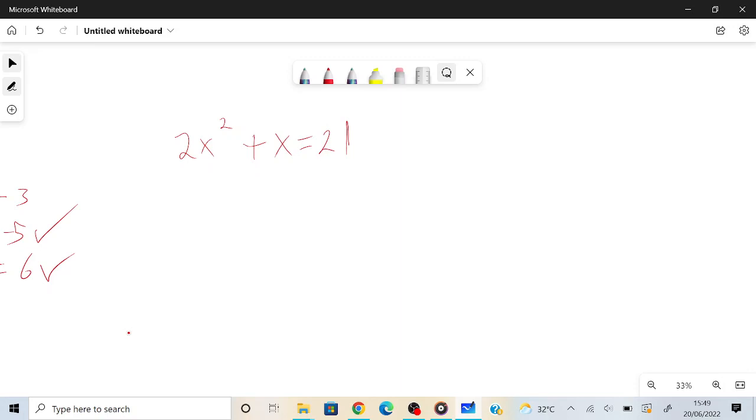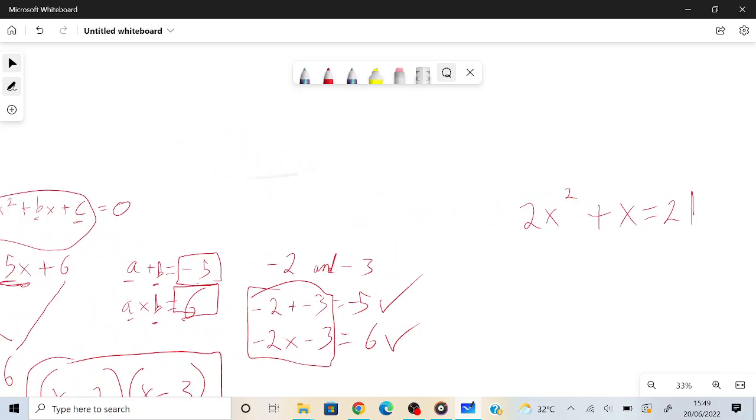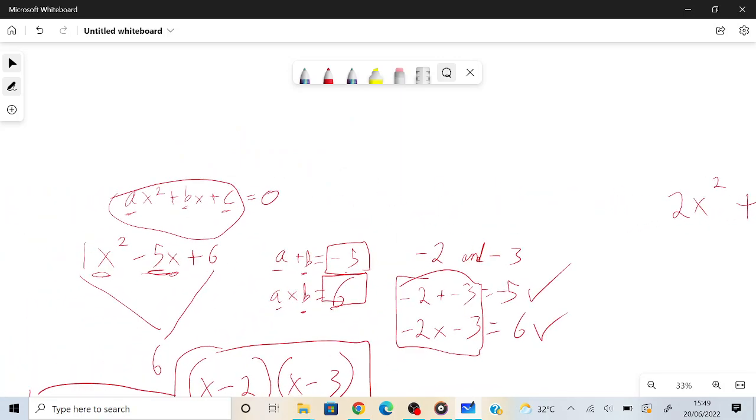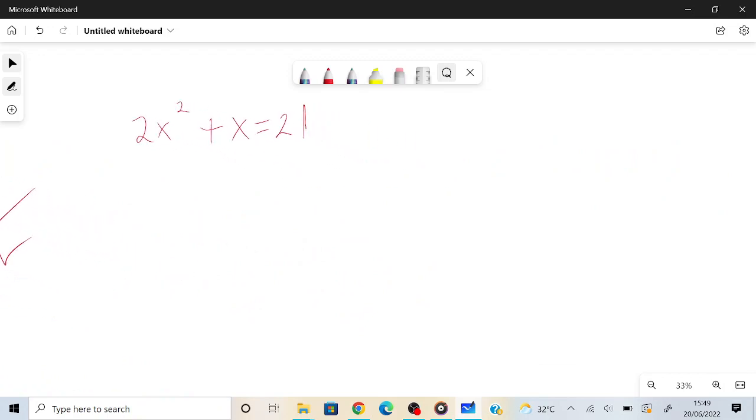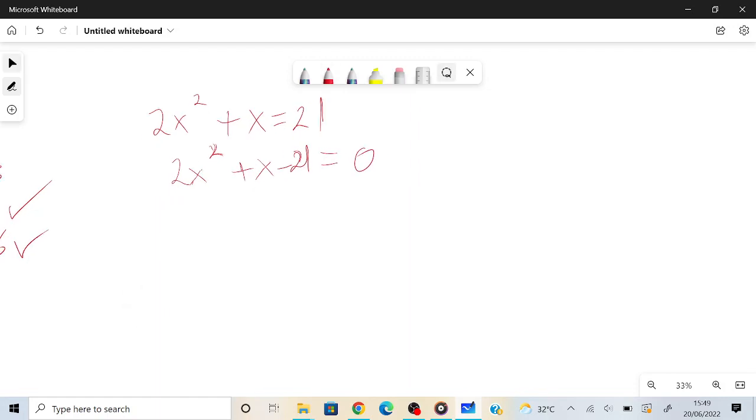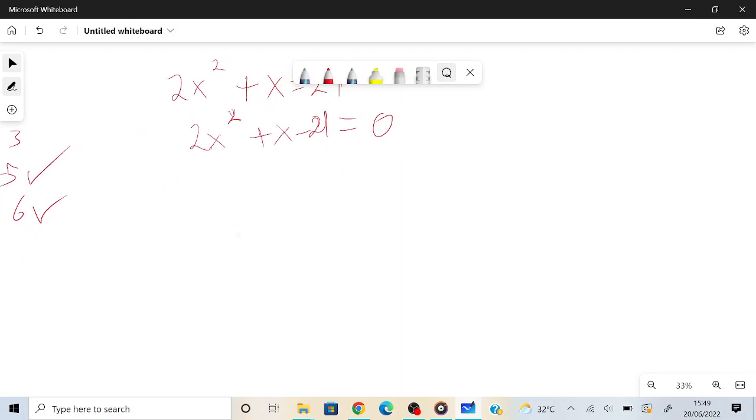Now, as you can see, this is not exactly a quadratic equation because it's not in the form of ax squared plus bx plus c. However, if you look at it carefully, all we have to do is take this 21 to this side. This becomes 2x squared plus x minus 21 equals 0.